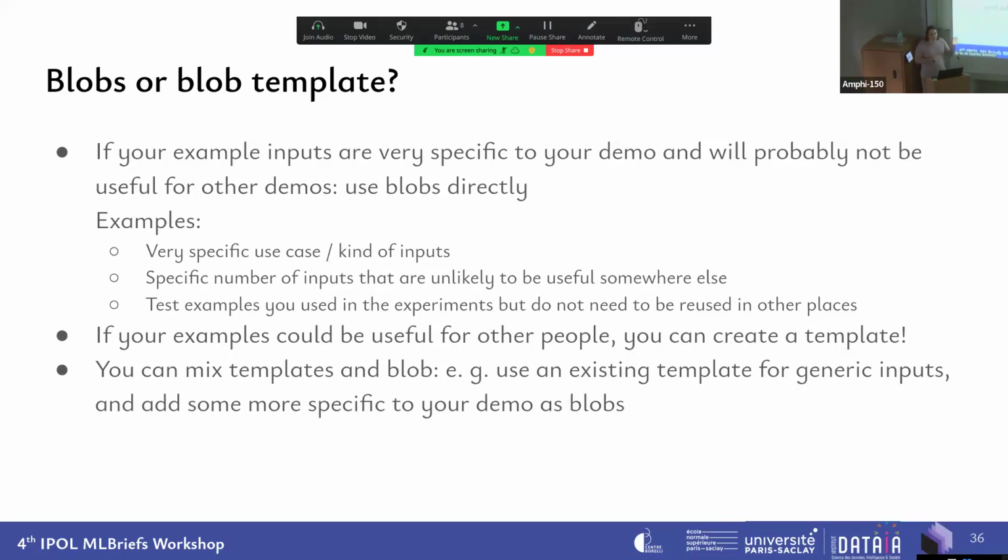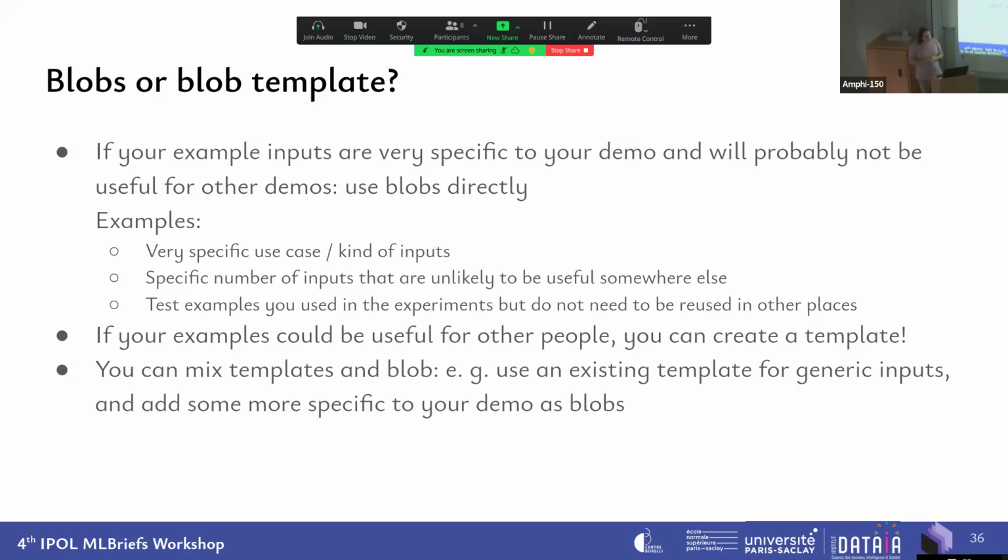For instance, in your article, you worked on several images or several inputs. Naturally, you want to add them to your demo so that the user can reproduce your experiments. But these are only your experiments for your articles. These inputs might not be useful for other demos. So in all of those cases, you can just use them as blobs, for your own demo.